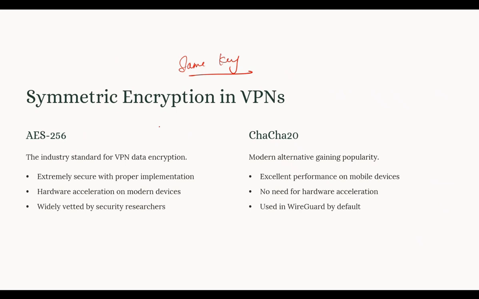It is stronger, faster, and a more efficient encryption type. It is well suited for large data. The most popular algorithm used for encryption is AES, which is up to 256 bits, which creates a key size of up to 256. So that is about symmetric encryption. It is the industry standard for VPN data encryption, extremely secure with proper implementation, with hardware acceleration on modern devices, and widely vetted by security researchers.